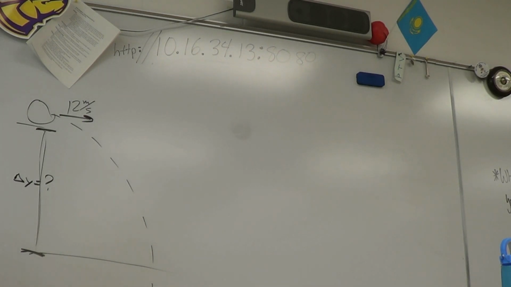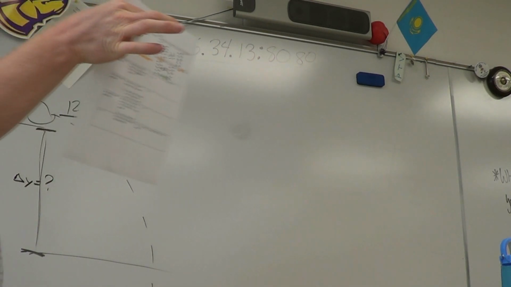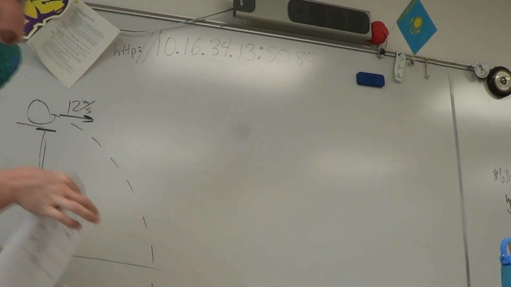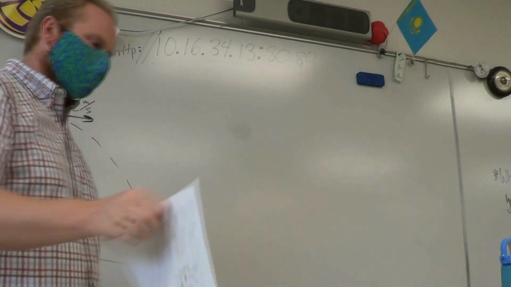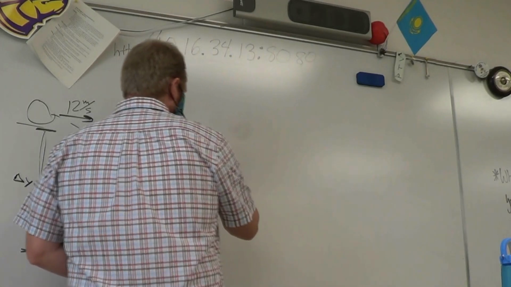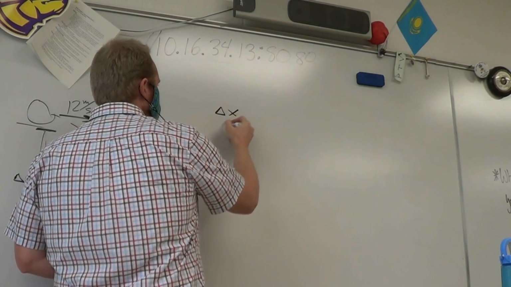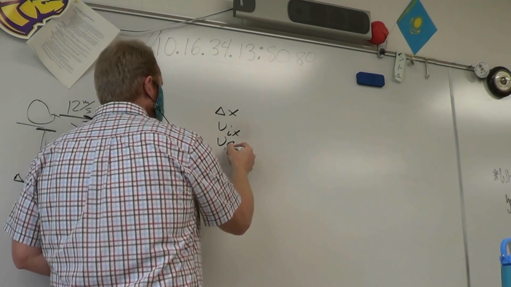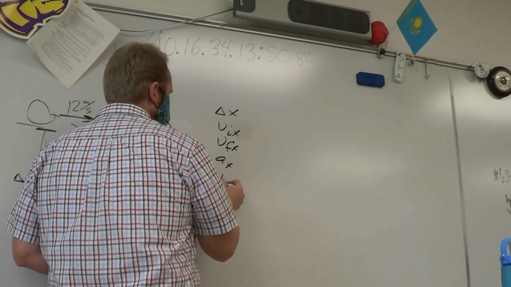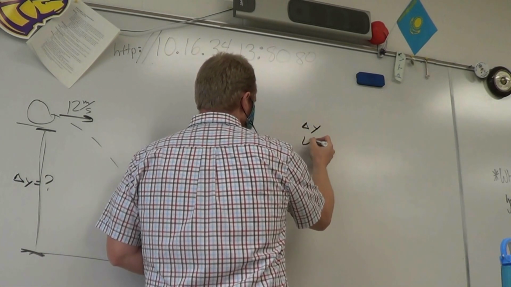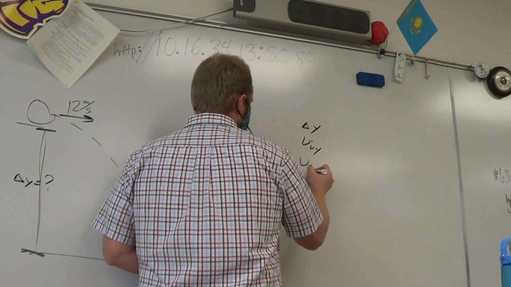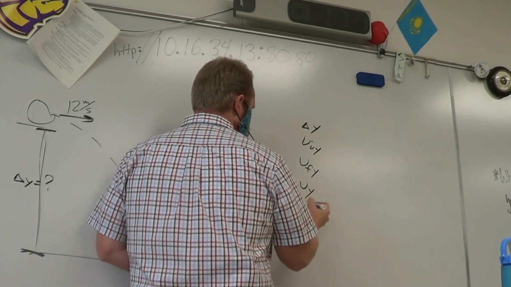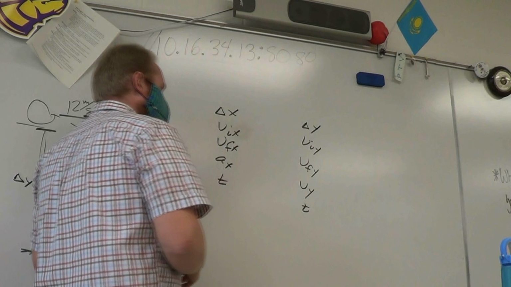So if we go through and look at our problem type sheet, yours is green. Is it a 1D motion problem? No, right? It's moving through both the X and the Y simultaneously. So it's a 2D motion problem. Because it's a 2D motion problem, we make two lists of variables, one for the Y and one for the X.